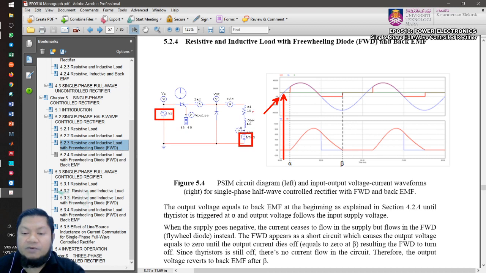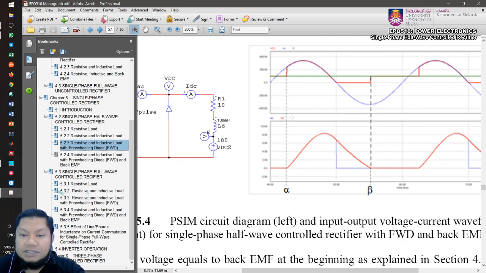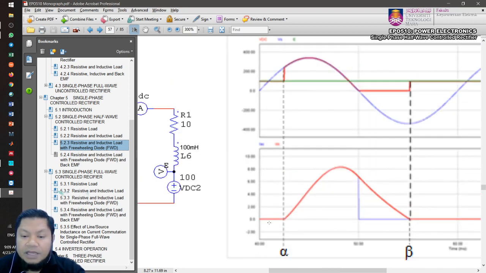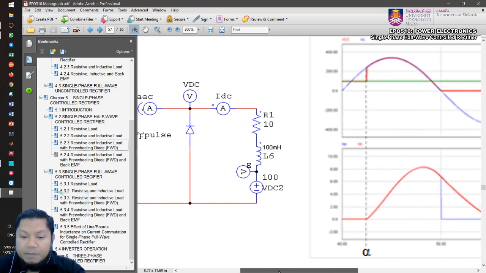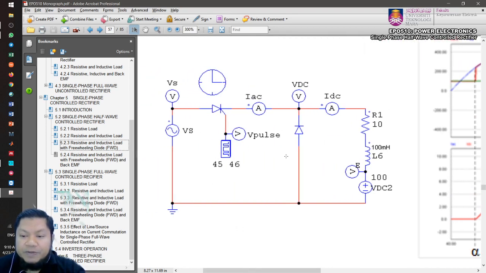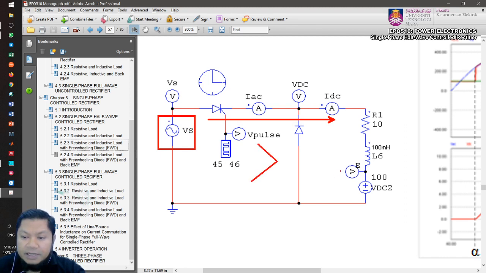Why? Because if you trigger the thyristor before this intersection, the fundamental is that Vs should be higher than the back EMF, isn't it? For the current to flow through that side, we must have Vs greater than VDC or the back EMF. Then you will have a power flow, and the current starts to flow from the supply to the back EMF.